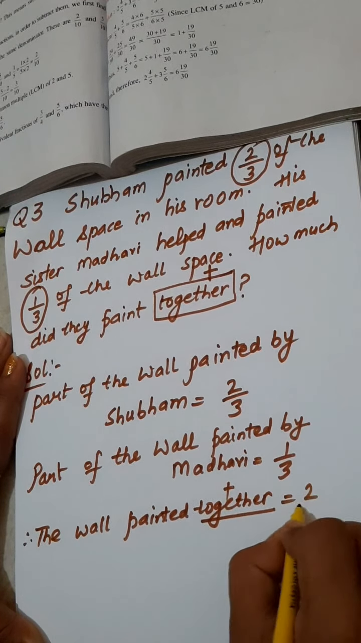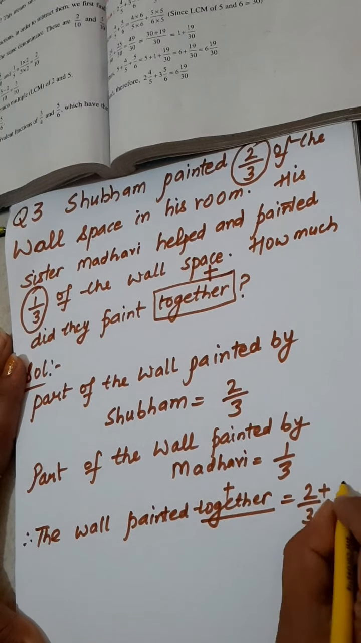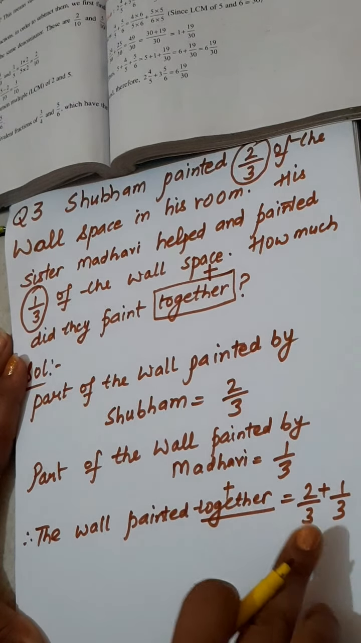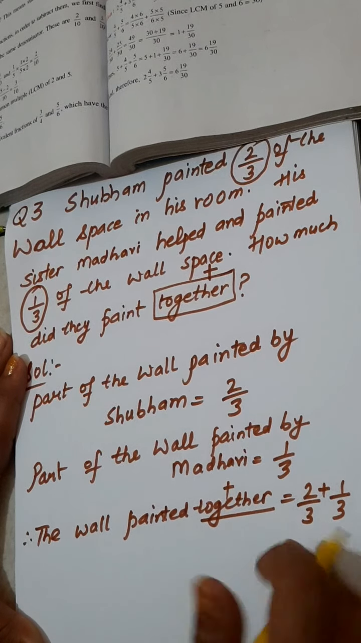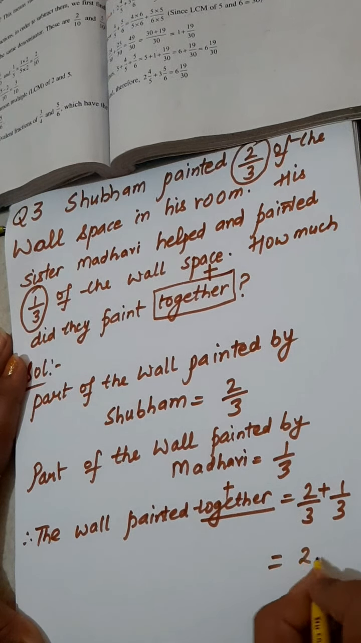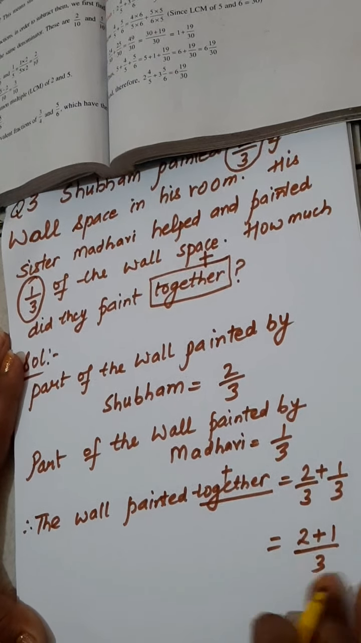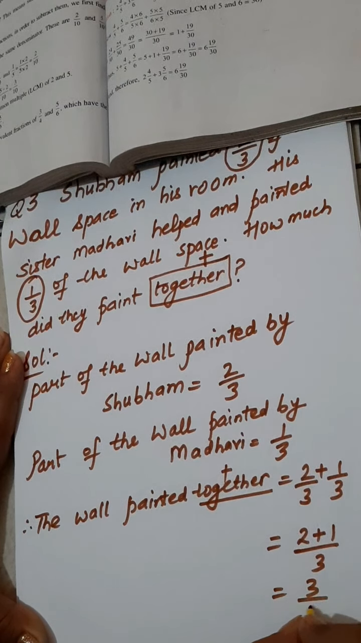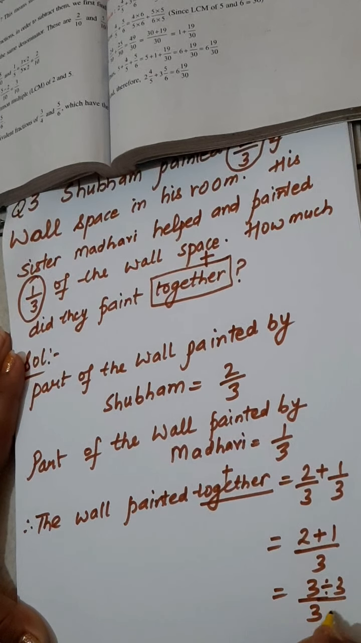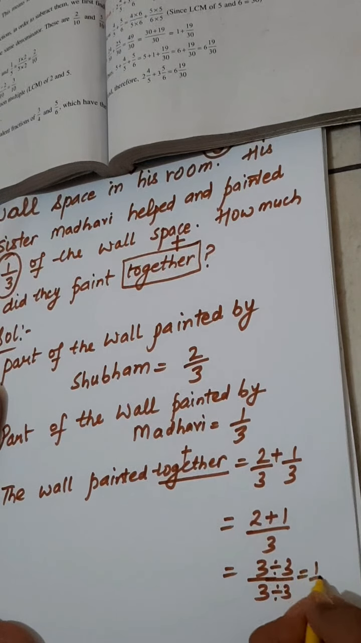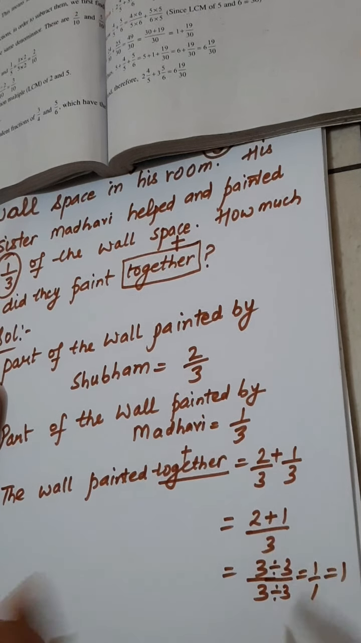So 2/3 plus 1/3. Now in this you have to add, and the denominators are same, that is 3. If denominators are same, add the numerators. 2 plus 1 over 3, so you will get 3/3. As both are divisible by 3, your answer will be 1/1, which is equal to 1.